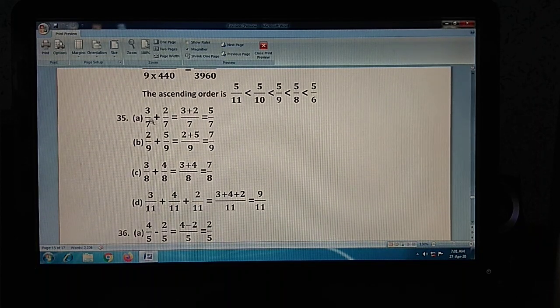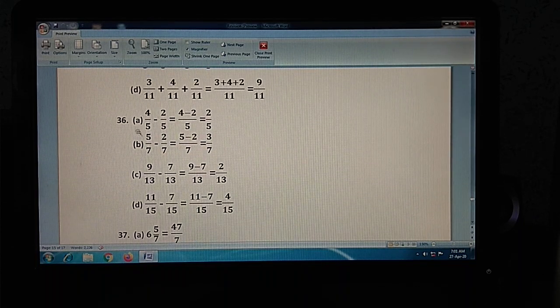Now, next is this addition. In this addition, one thing is very easy, that the denominators are same. So, since the denominators are same, no need to see anything. I have taken the denominator common, 7, and then I have just added the numerators. So 3 plus 2 is 5. Similarly, I have done the same thing here also.